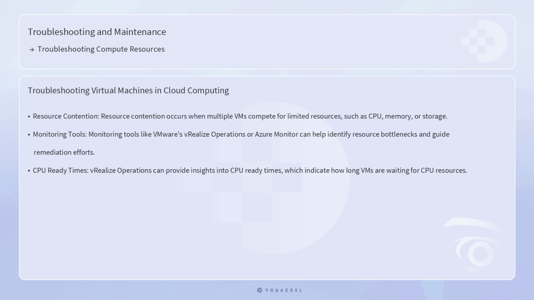Monitoring tools like VMware's vRealize Operations or Azure Monitor can help identify resource bottlenecks and guide remediation efforts. For example, vRealize Operations can provide insights into CPU ready times, which indicate how long VMs are waiting for CPU resources. High CPU ready times suggest that the host is overcommitted and may require rebalancing workloads or adding additional compute resources.